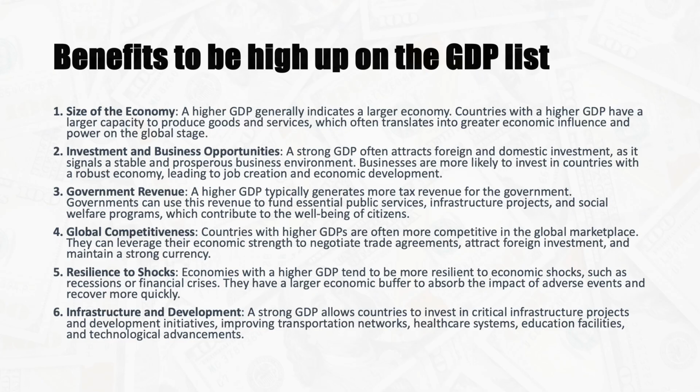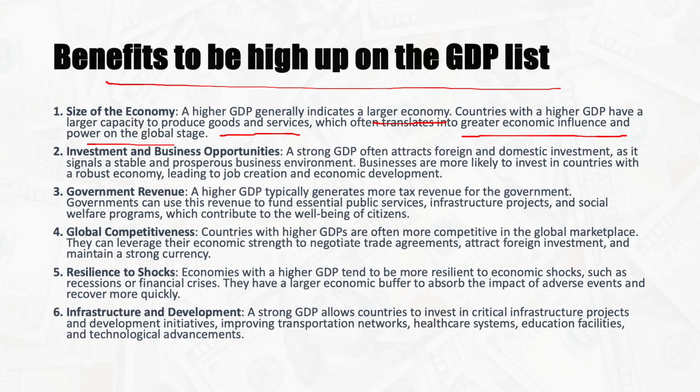Why? Let's see the benefits of being high up on the GDP list. If you are high up on the GDP list, it indicates a larger economy. Countries with higher GDP have a larger capacity to produce goods and services, which often translates to greater economic influence and power on the global stage. So that's where we see, even though India is not a so rich country, probably we can say a mid income or lower income group country, it still bears a lot of economic influence and power on the global stage. Why? Because it is among the top 5 economic powers in the world.